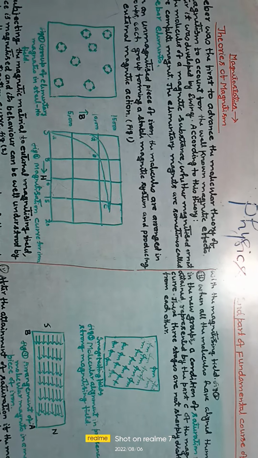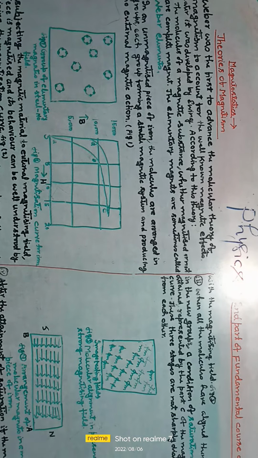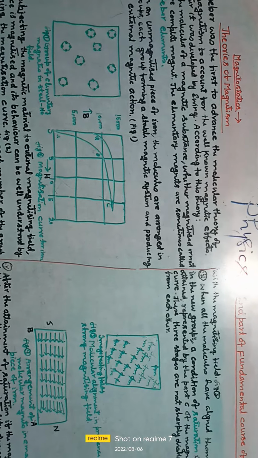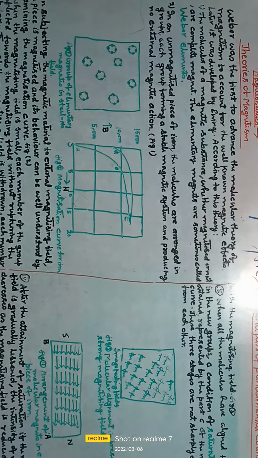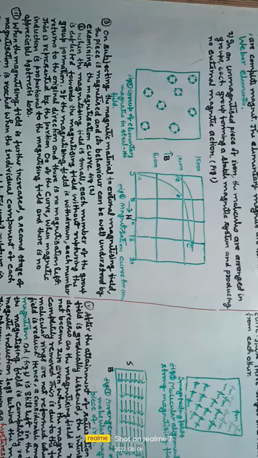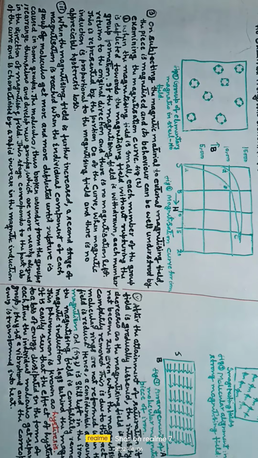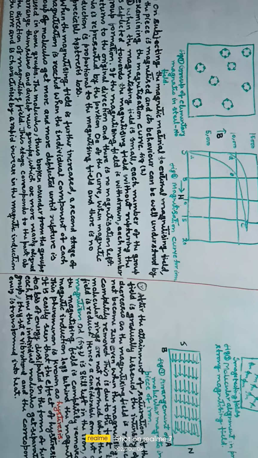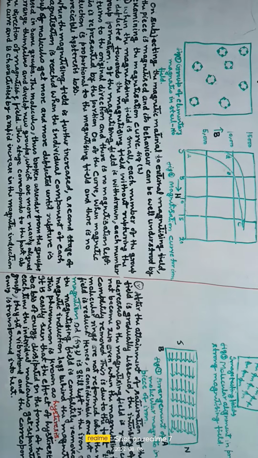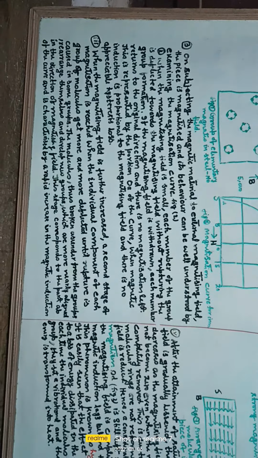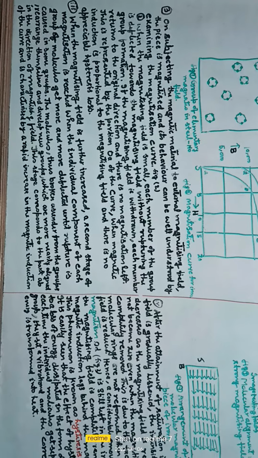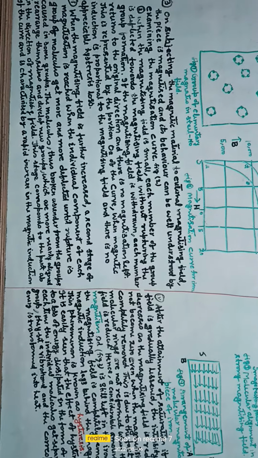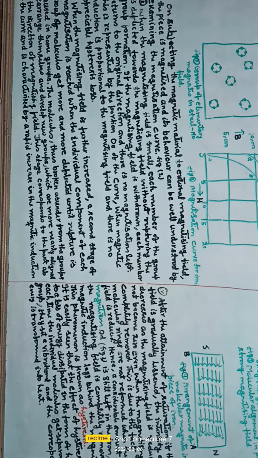In an unmagnetized piece of iron, the molecules are arranged in groups, each group forming a stable magnetic system and producing no external magnetic action, as shown in figure 1. Now, the third point is on subjecting the magnetic material to an external magnetizing field. The piece is magnetized and its behavior can be well understood by examining the magnetization curve, figure 2.